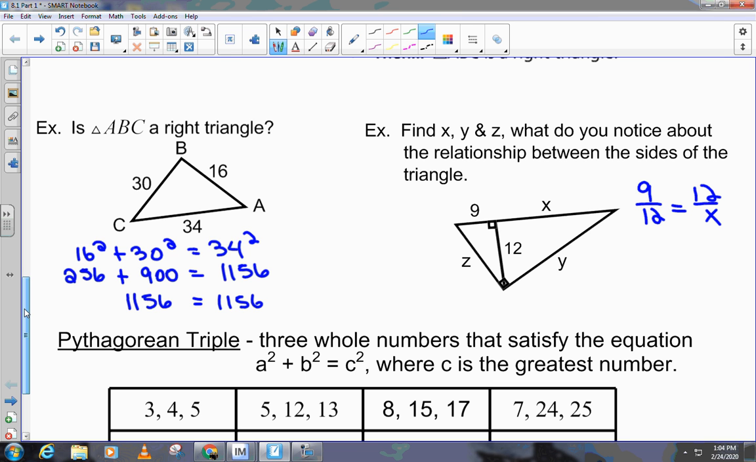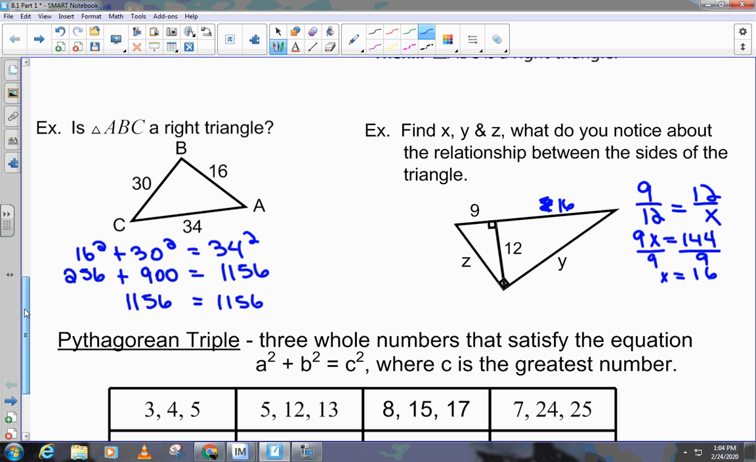All right, so this is a geometric mean between the two parts of the hypotenuse. Remember, you can use that when you have a big right triangle with the altitude drawn. Remember that the altitude is the geometric mean between the two parts. Okay, so we cross multiply and we get 9x equals 144. Divide both sides by 9, and that goes in there 16 times. So x is 16.